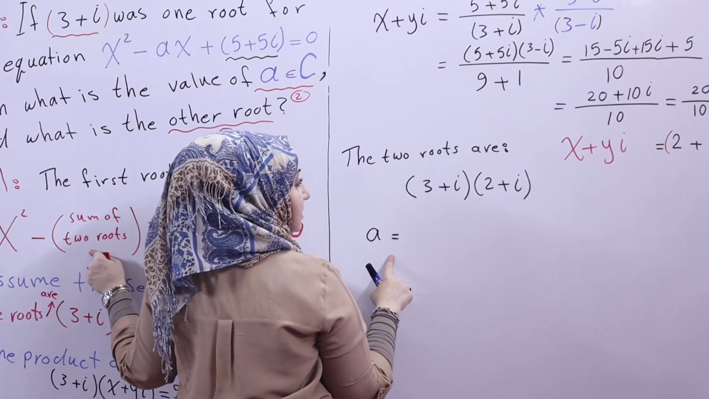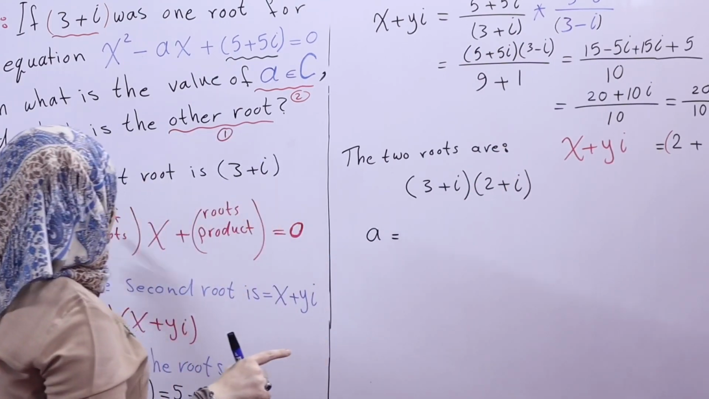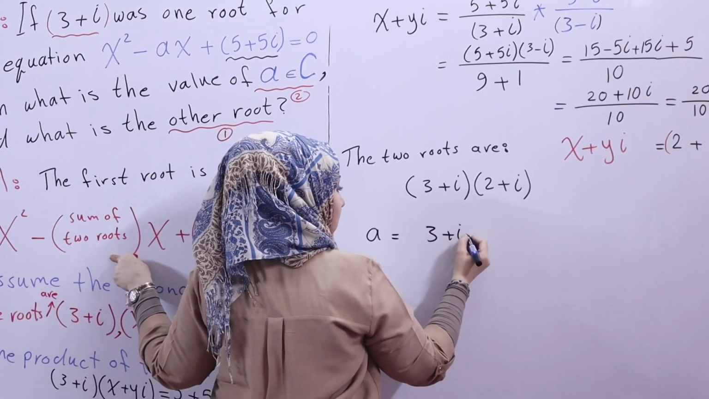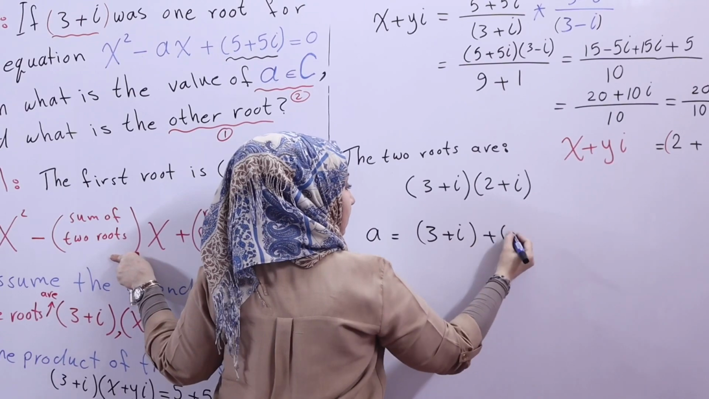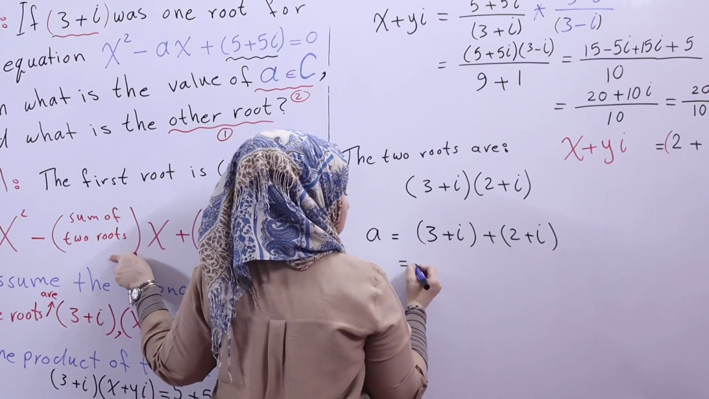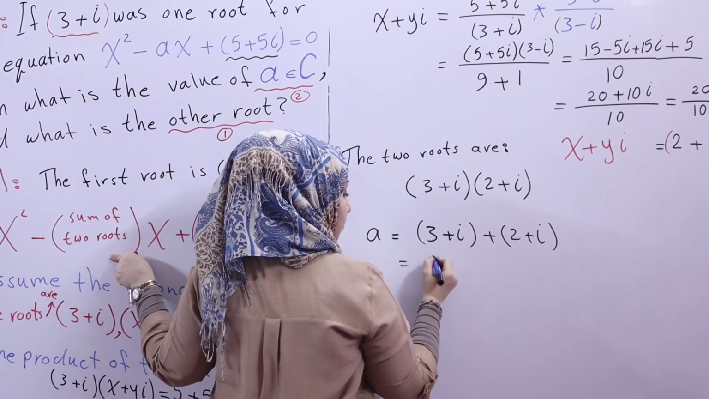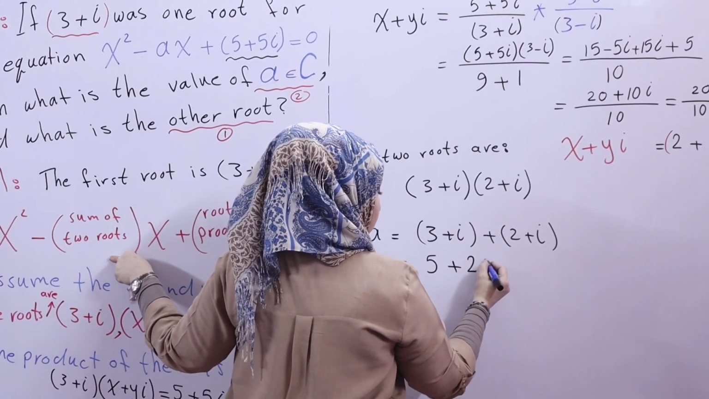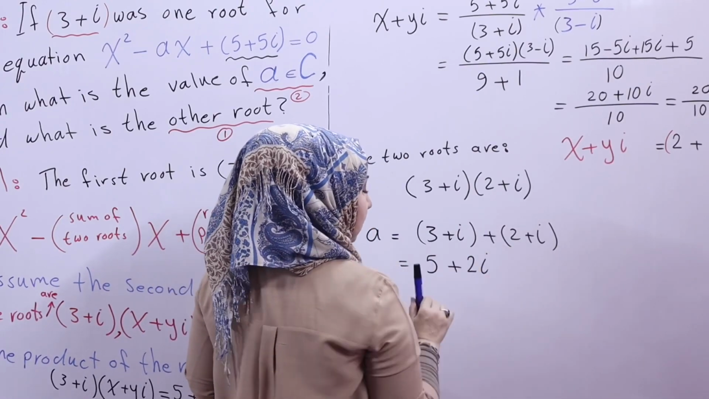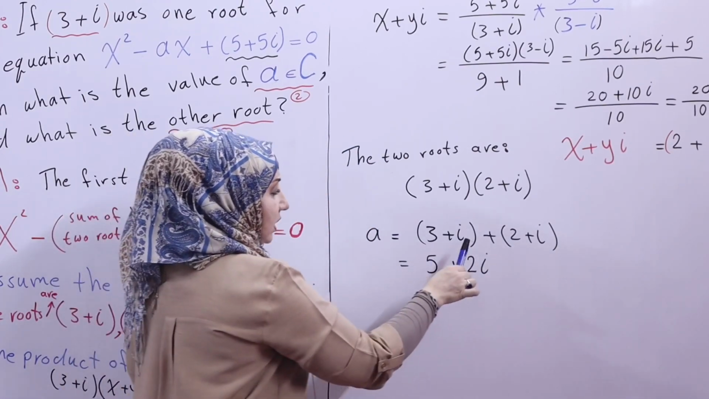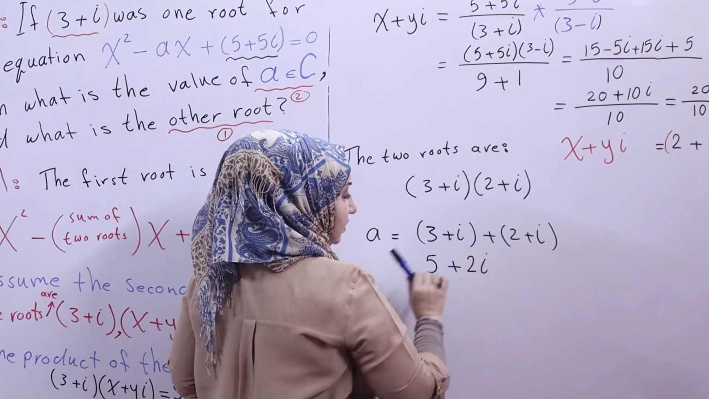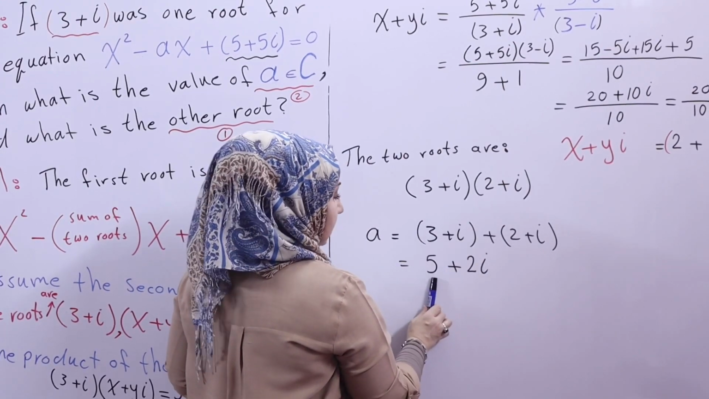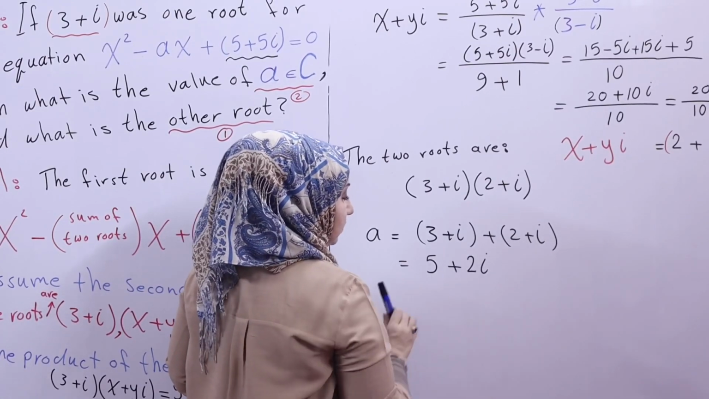These are the two roots. Now we find the value of a, which represents the sum of the two roots. So we will add these two roots: 3 plus i plus 2 plus i. It will be 3 plus 2, 5, and i plus i, positive 2i. We can add directly because here we have addition. If I remove the brackets, it won't affect the signs because here we have positive. So 3 plus 2 equals 5, and i plus i equals 2i.